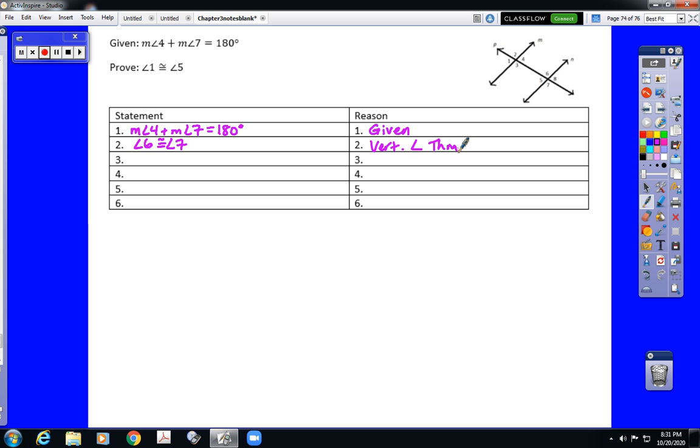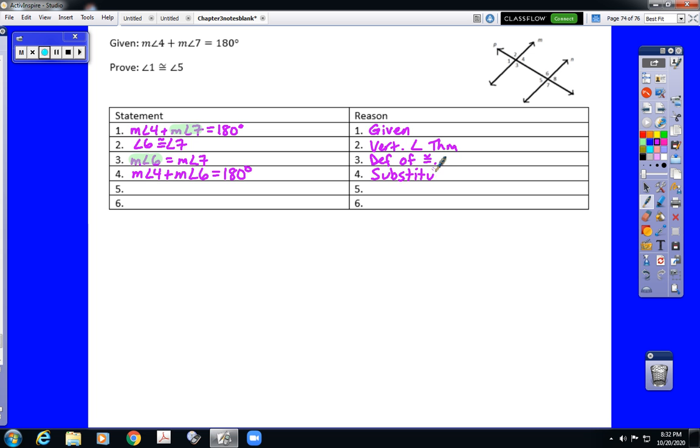So what I can do with that is I can convert it from being a congruent statement into being an equation. The measure of angle 6 equals the measure of angle 7, because they're congruent. And the definition of that word congruent means that they must have the same measure. So then from there, I'm going to substitute. Again, the only reason I would do that is so that I can take the measure of angle 6 and plug it into the original given for the measure of angle 7. So I take the measure of angle 6, I plug that in for the measure of angle 7. That generates the equation measure of angle 4 plus the measure of angle 6 equals 180 degrees by the substitution property.